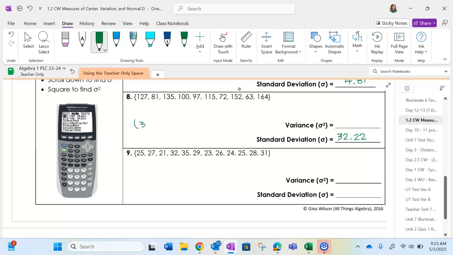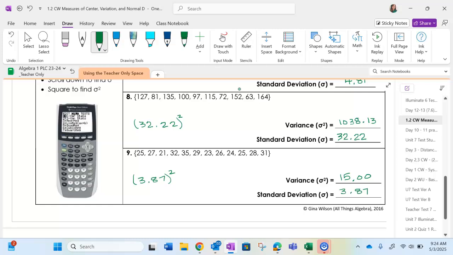Square it to find the variance, and it is 1038.13. And the last one, doing it again, standard deviation is 3.87, and you're going to square it, and you get 15 by the time you round correctly.